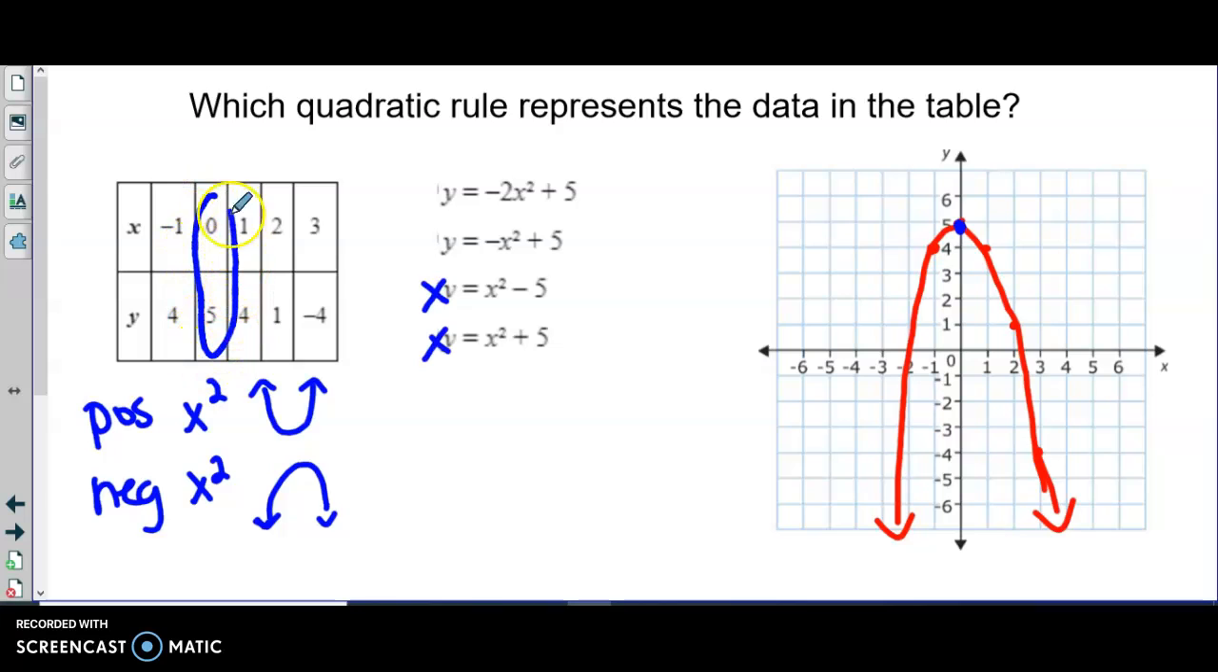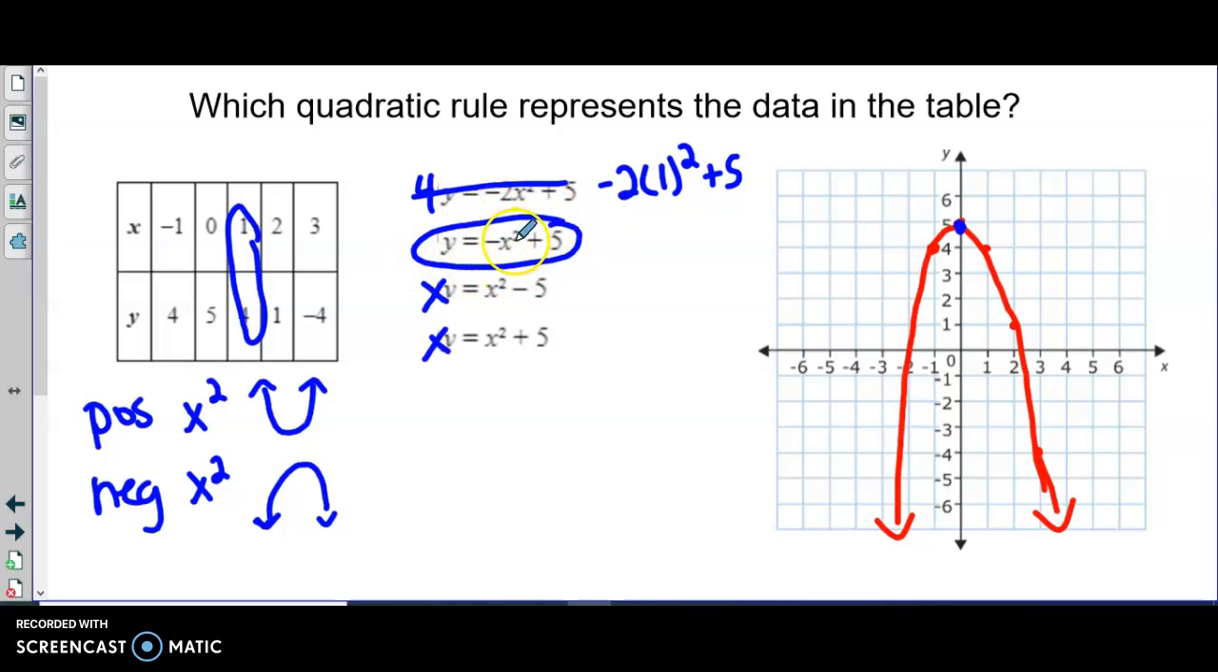I like to pick easy points. So if I plug in a 0 for x, actually let me not plug in a 0 for x, let me pick a different point. Let's plug in 1, 4. So if I plug in a 1 for x, that should equal a 4 for y. So 1 squared is 1 times -2 is -2 plus 5, that would be a 3. And 3 does not equal 4, so that is not my answer.